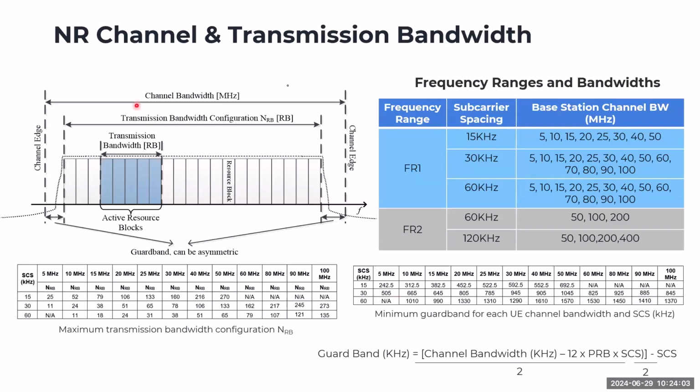Okay, so if you look at the channel bandwidth, this is how it is being dissected. You have the channel bandwidth, the transmission bandwidth, and then you will see the resource blocks. Now, the number of resource blocks depends on the sub-carrier spacing that you are using. Mamaya pag-usapan natin yan. We call it the numerology, the 5G numerology. Every numerology has a different assignment for each bandwidth.